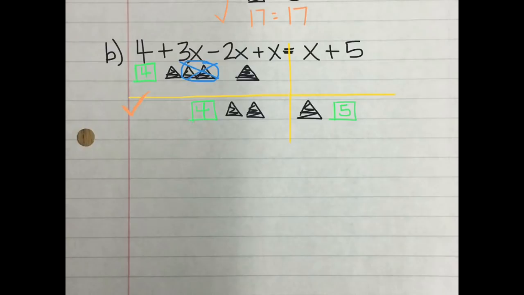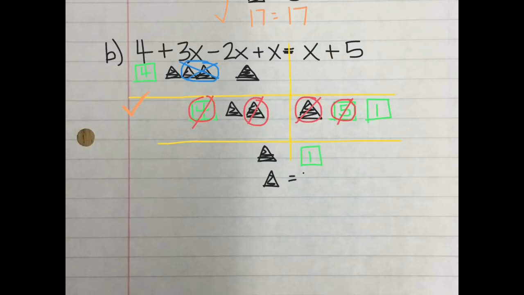I'm going to go ahead and take away a triangle from each side, which is legal move number 1. And then I'm going to take a look and realize that I can take 4 off each side. I've got 4 on the left, and I've got enough on the right to also take away 4. So I'm going to cross off 4 on the left, cross off 5 on the right. But if I take 4 away from 5, I still have 1 left over. Another rewrite will show that on the left side, I've got 1 triangle, or X, and on the right, I've got 1. So in this problem, I do believe my triangle is equal to 1.